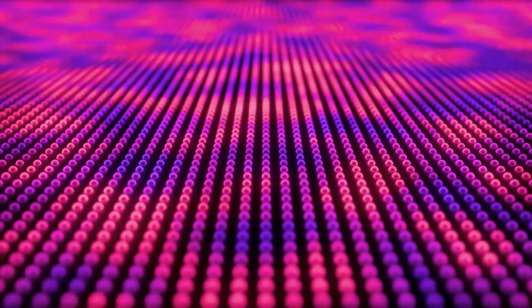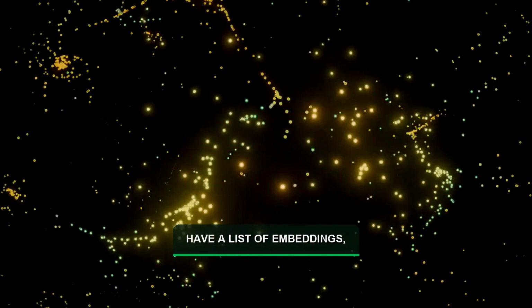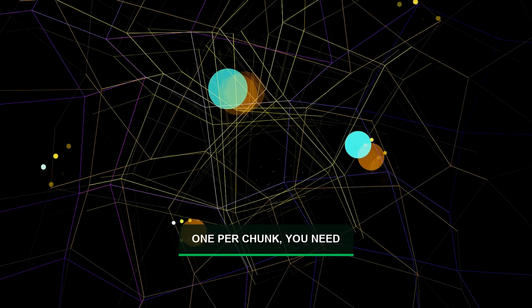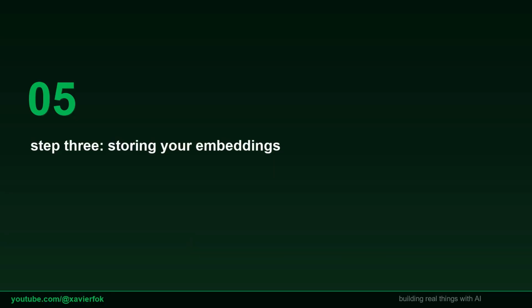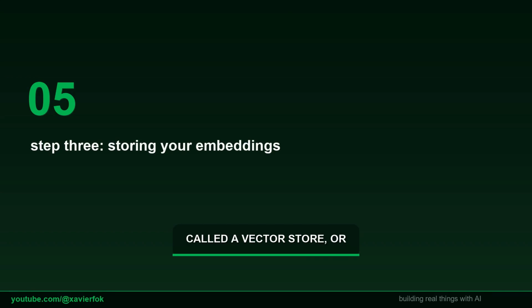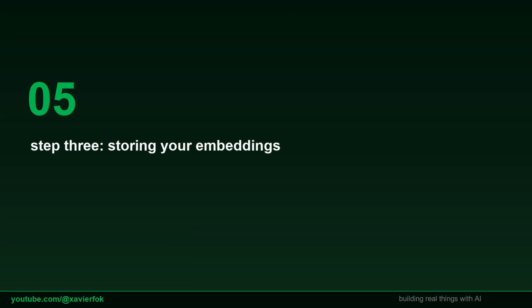Step 3. Storing your embeddings. Once you have a list of embeddings, one per chunk, you need to store them somewhere you can search quickly. The tool for this is called a vector store or a vector database. It is a data store optimized for one specific query. Given a new vector, find me the vectors that are closest to it.